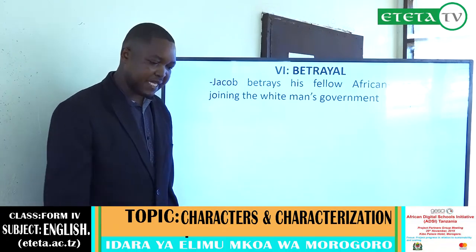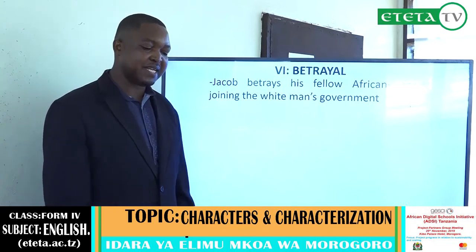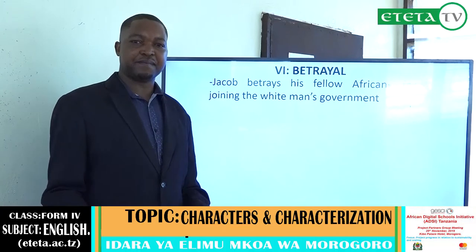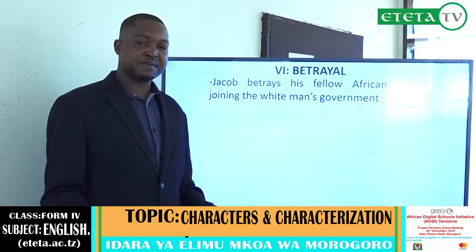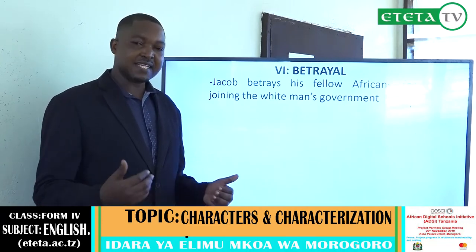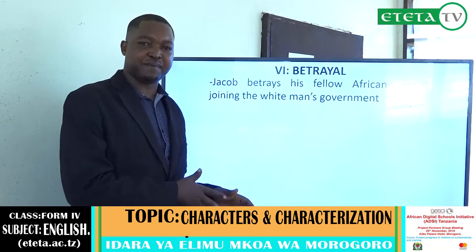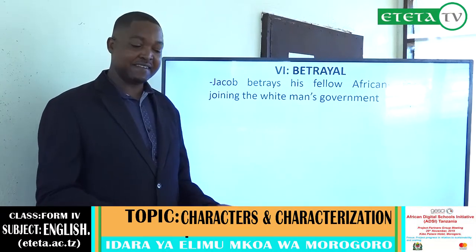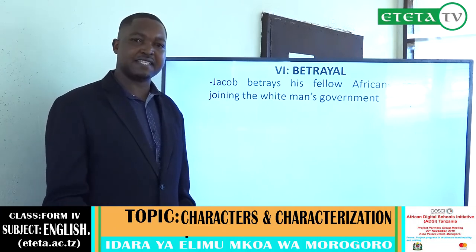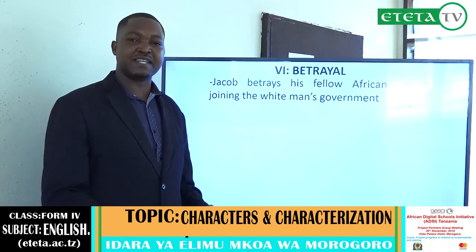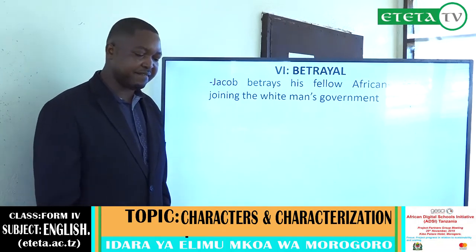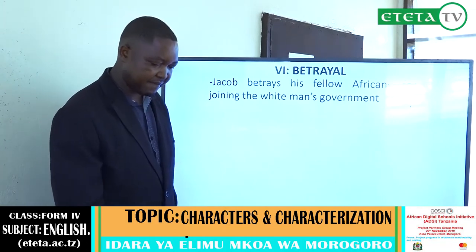So, Jacob betrays his fellow Africans by joining the white man's government. We didn't expect Jacob to be on the side of the white people, because he was a Kenyan, a black African. We didn't expect a black African to support the white people. But it happened. Even today, we have some people who support some exploitative systems. I don't mean all white people, but some.